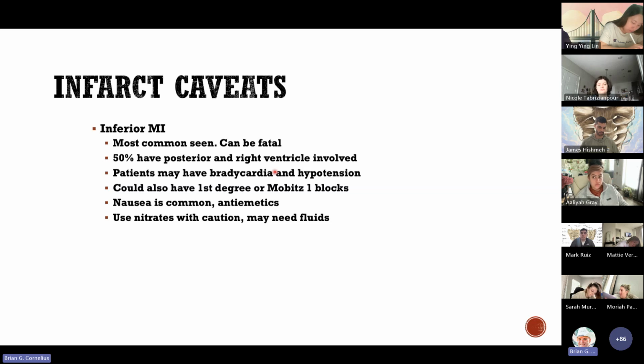So what you may consider, how many micrograms of nitroglycerin are in a sublingual tablet or sublingual spray? Anybody know? Yeah. So it's 0.4 milligrams or 400 micrograms.